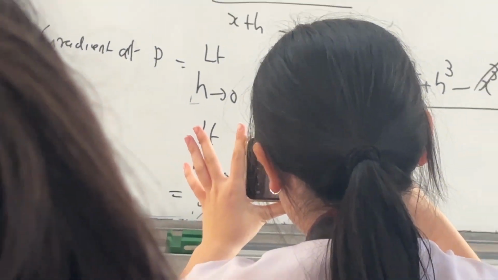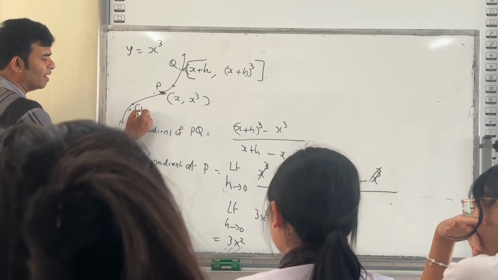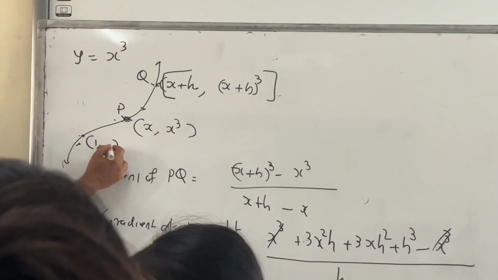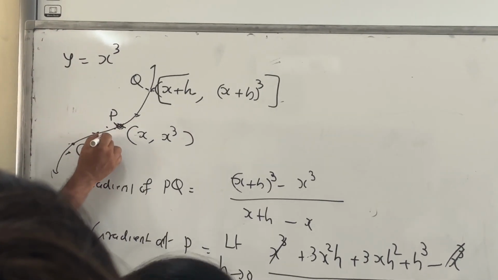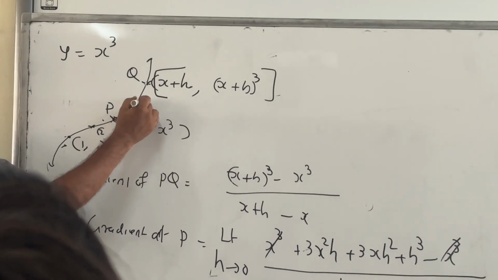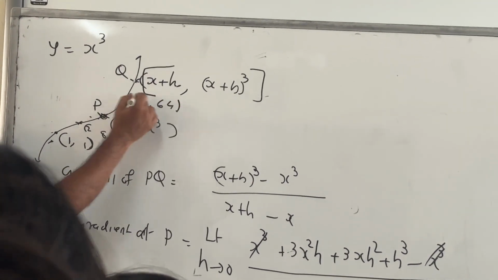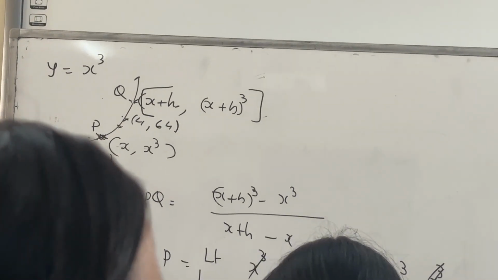For example, you take this point with x coordinate 1. So y coordinate is 1 cube, that is 1. If you take the point here 2, 2 cube is 8. If you take this one 4, 4 cube is 64. Come on, how to find the gradient at this point?